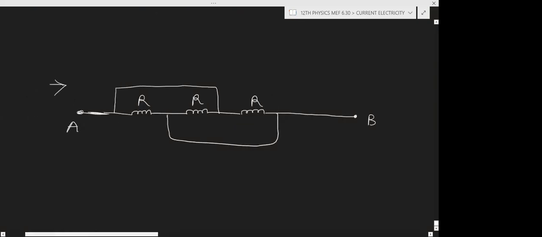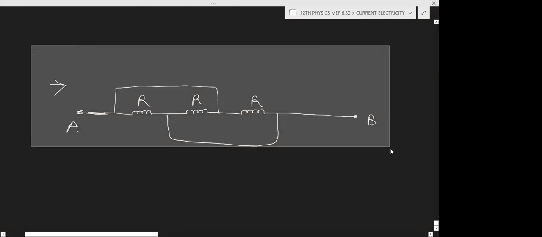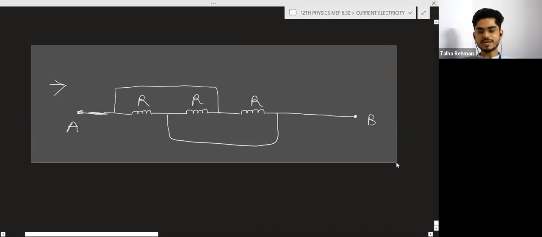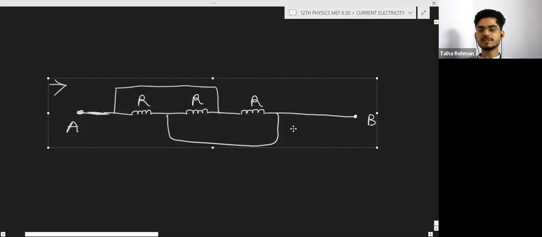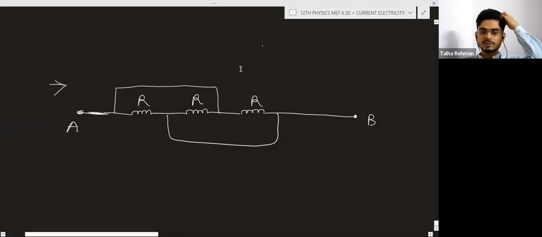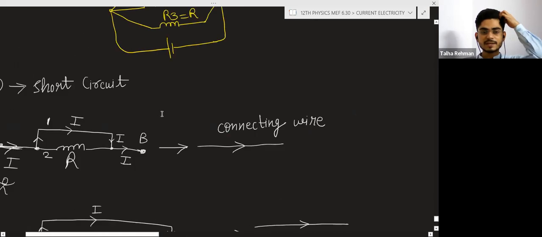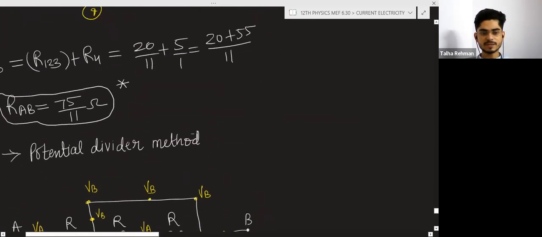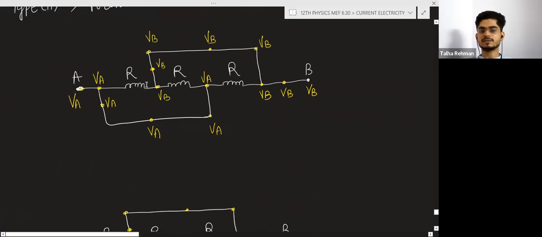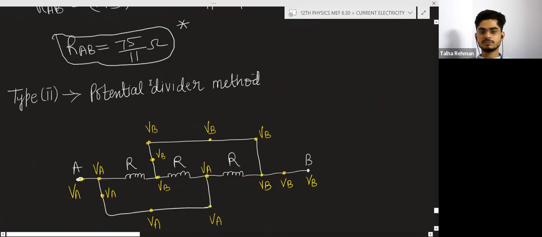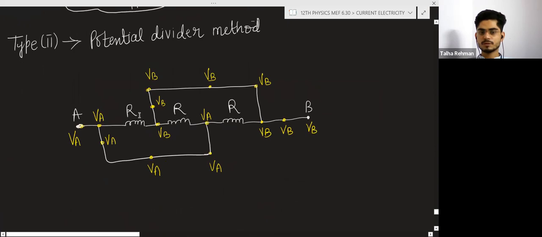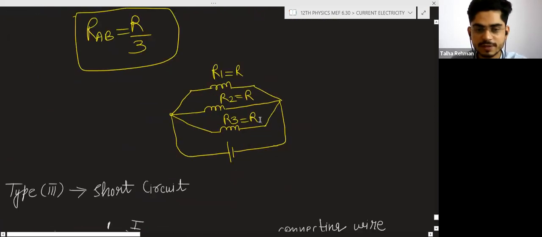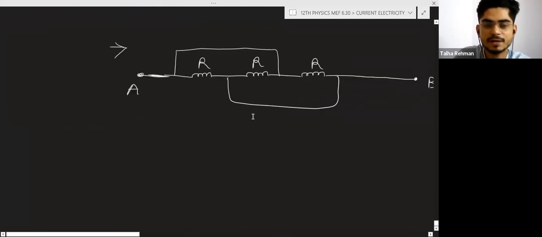The potential divider method, yeah. We have done this. These are the three resistances connected in parallel combination. See here. Earlier also we have done this, but you have to identify the things. One wire is connected like this. So all three resistances are connected in the parallel combination.